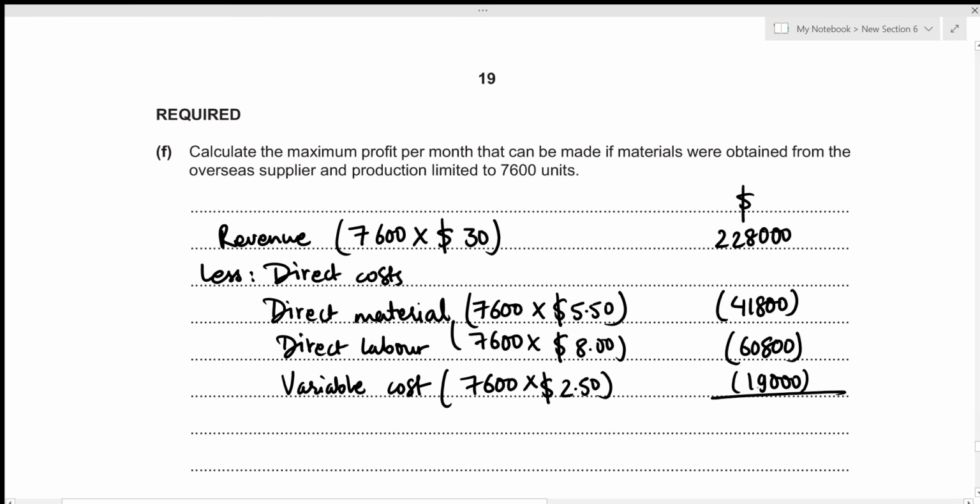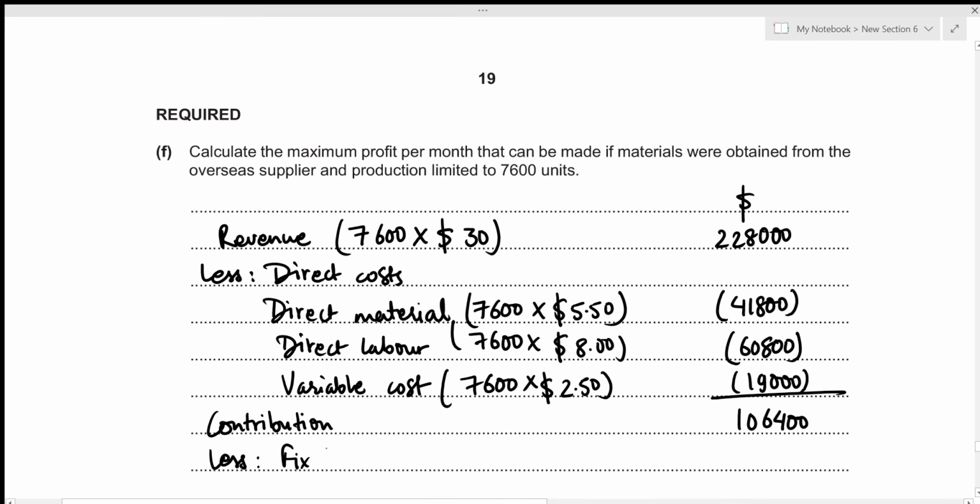Now we can figure out the total contribution. In order to do so, we reduce all of the direct costs from the revenue. So that's just going to be 228,000 minus 41,800 minus 60,800 minus 19,000. That will be 106,400. Now we can just subtract the fixed cost.